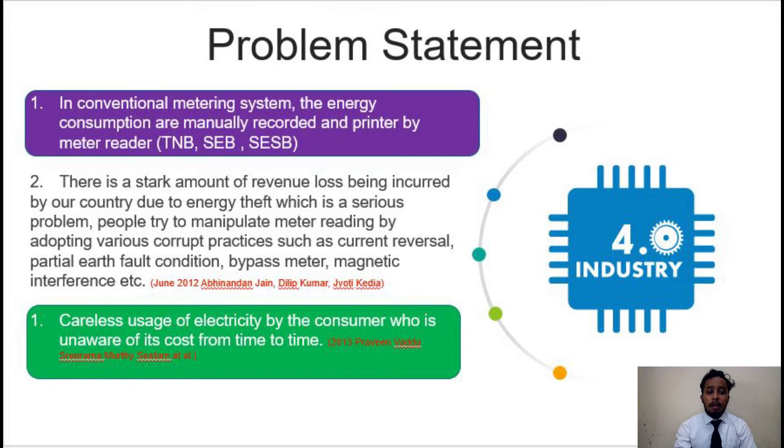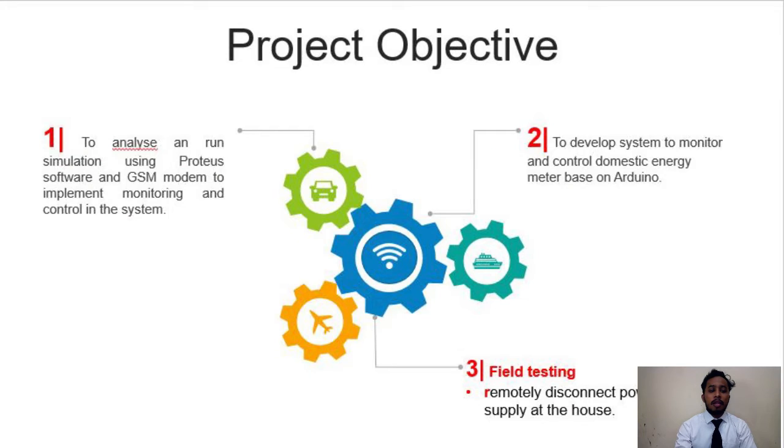Number 3, careless use of electricity by customers who are unaware of the cost from time to time. Next, my project objectives. First, to analyze and simulate using project software and a GSM module to implement monitoring and control in the system. Number 2, to develop a system to monitor and control a domestic energy meter based on Arduino. Number 3, field testing, where we disconnect the power supply at the house.